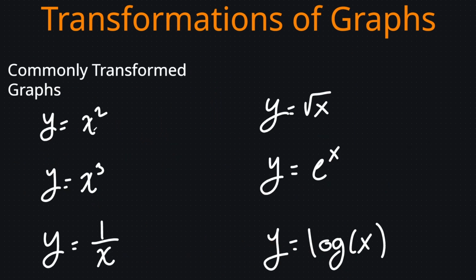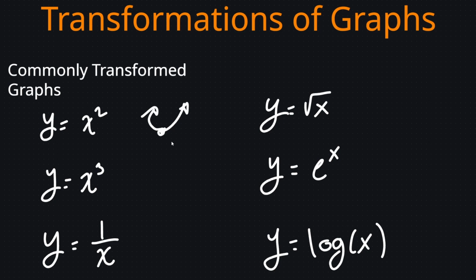So we spoke many times about how to transform the x squared graph, but it applies to all other base graphs as well in the same manner. So some common graphs that you will have to transform, move around, flip, and so on are going to be as follows. This y equals x squared, which is just a vertex.